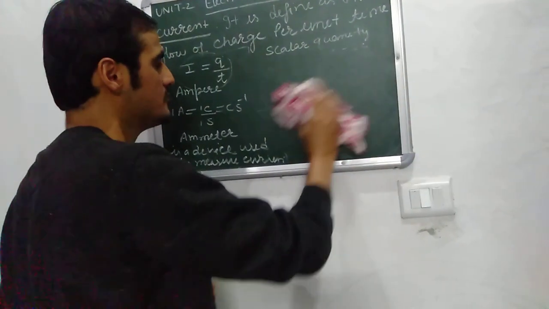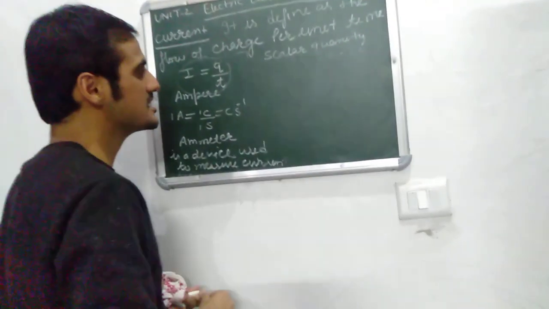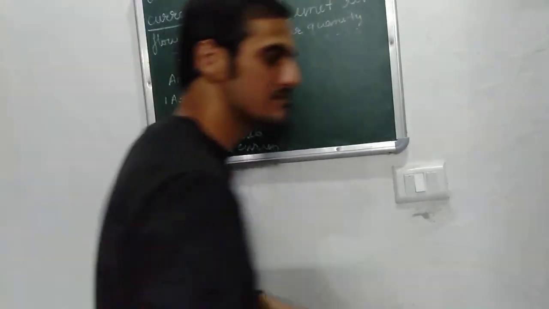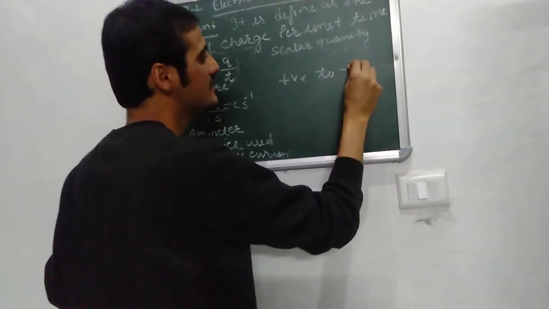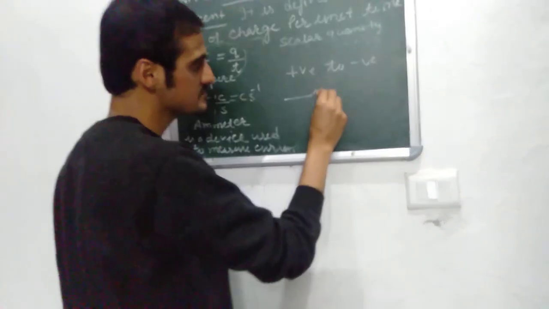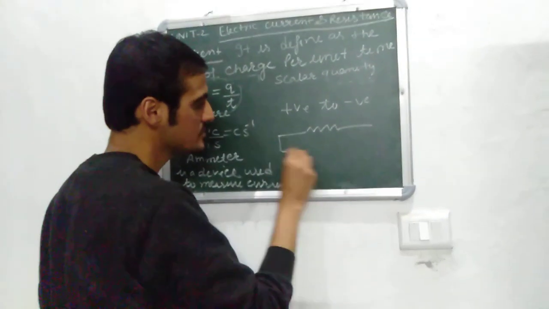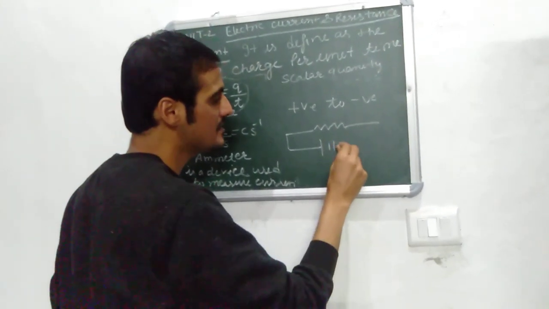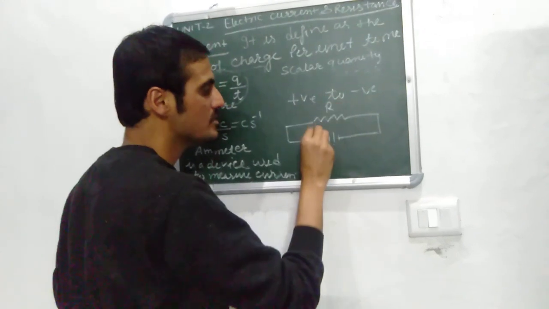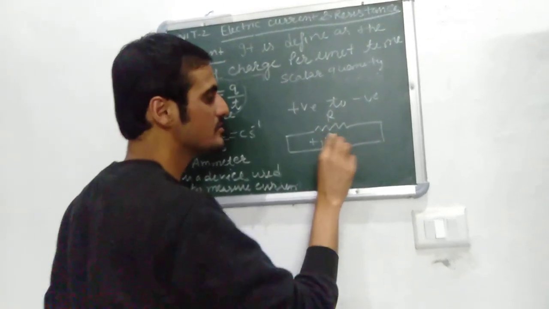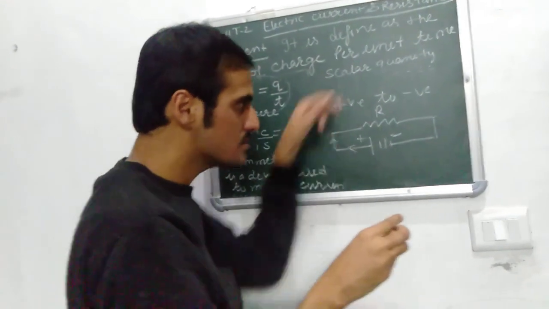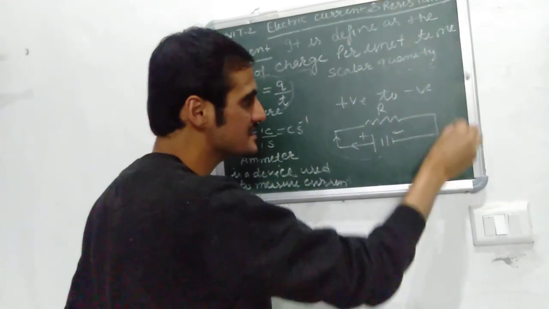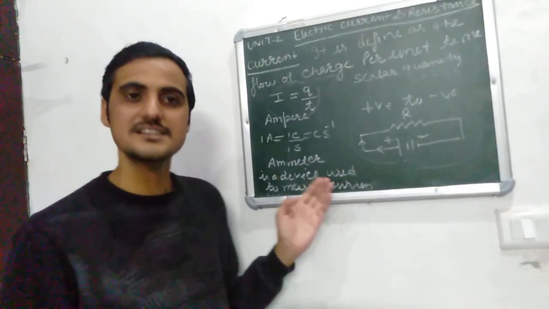Okay. How? The direction of the current is positive to negative. We take the example. This is a resistance connected to the battery terminals. Positive, negative. This is negative, and the direction of current is like this. This is positive to negative. This type of direction is there. This is the direction of the current.